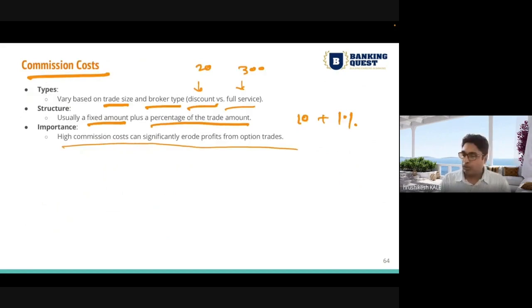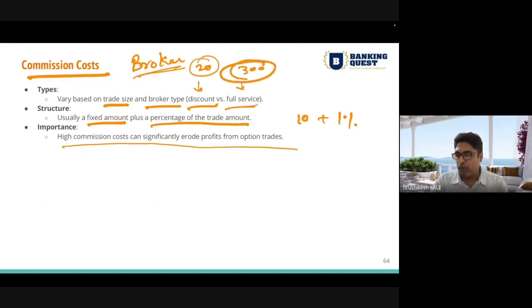Then you have commission cost. In order to trade in options, your broker will ask for commission, and it can be really high. So if it is a discount broker in India, it charges you 20 rupees. If it is a full service broker, it will charge you 300 rupees. Now, in the US, you have a fixed amount and a percentage of the trade amount also. That is not the case here in India. You just have a fixed amount. Importance: high commission cost can significantly erode your profits. Let's see from the example.